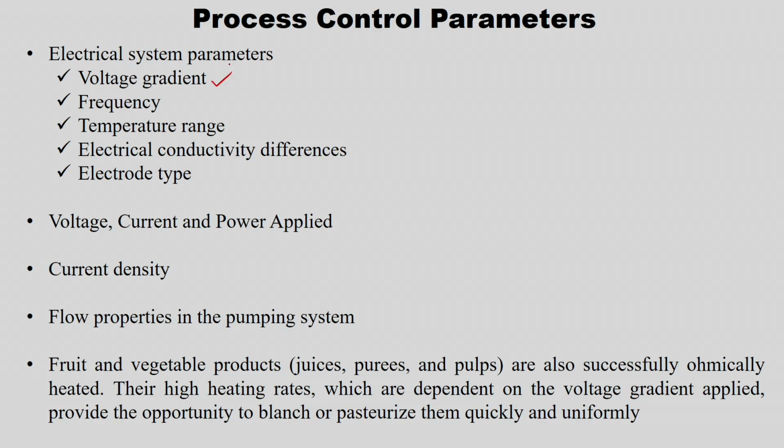And the main process control parameters to be considered in ohmic heating are the voltage gradient we apply, the frequency, the temperature range, the electrical conductivity differences, and the electrode type, right. So, these are the electrical system parameters, along with the voltage, current and power applied across the electrode. The current density is nothing but amperes per meter square, which is nothing but current upon area, right. This is another critical parameter to be considered in ohmic heating.